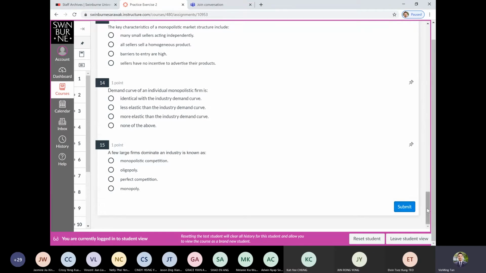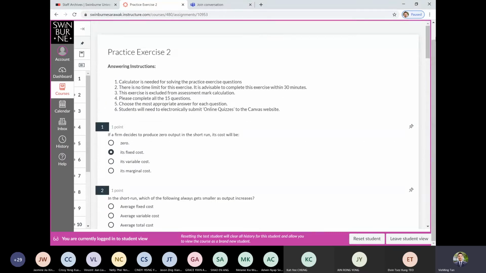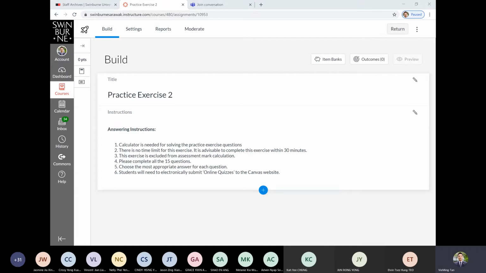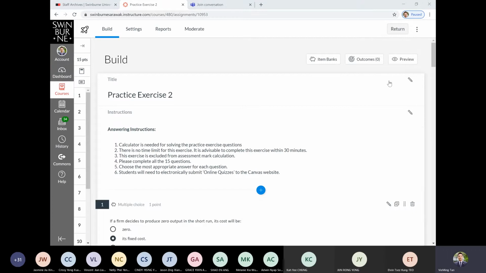Any questions on how to attempt the practice exercise 2 or quiz 2? The system will be the same. The way to attempt quiz 2 and practice exercise 2 will be the same. Any questions so far, before we go through the summary of production costs and market structures? I'll stop for a while. Any question that you would like to ask? Okay, we have 45 students now. So far so good.